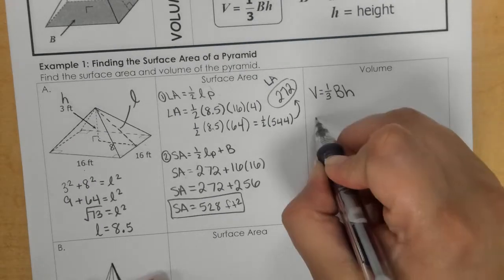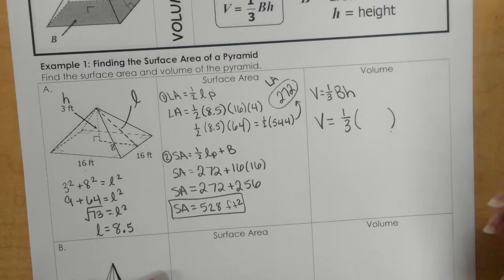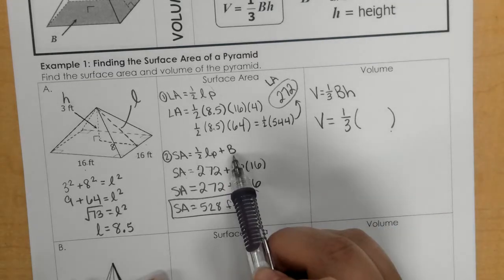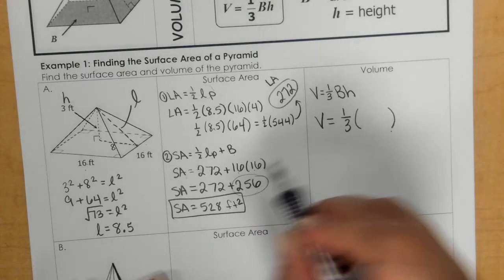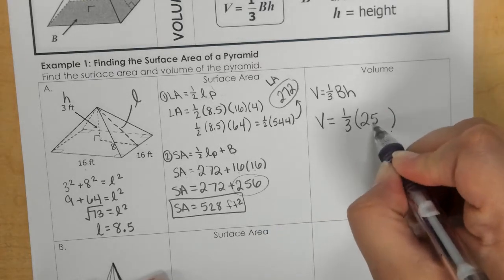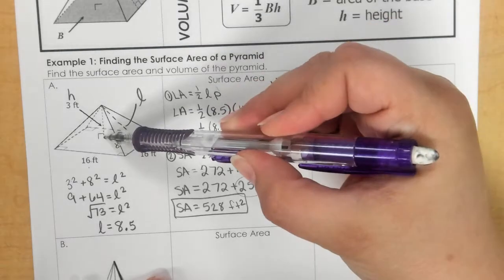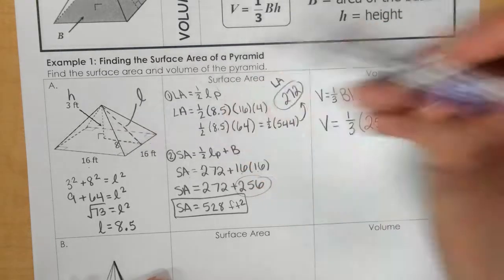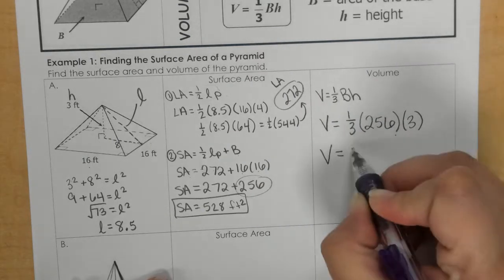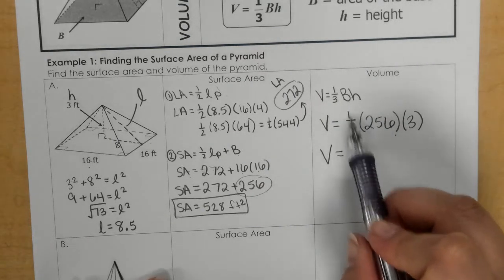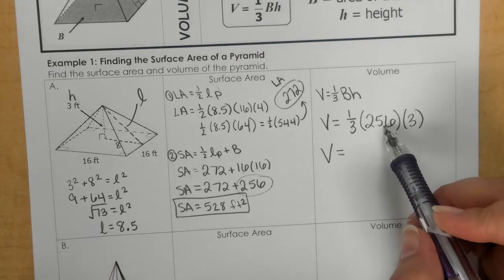Then for my volume, we have 1/3 times the area of the base. But we found the area of the base over here, 16 times 16 was 256. So I'm just going to use that 256 here. And then the height of this pyramid was given to us as 3. Okay, so a couple things. We could just take 1/3 and cancel it with a 3. They cancel out, so your answer is 256.